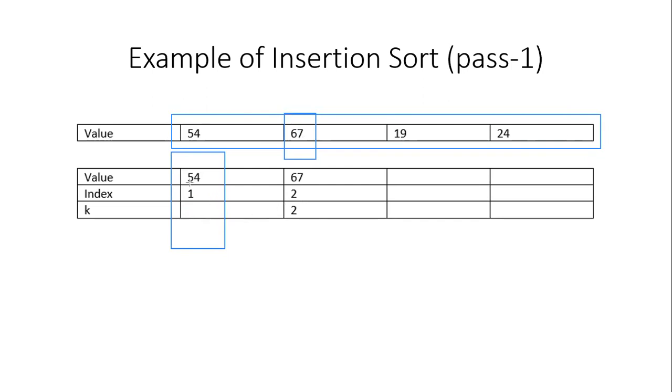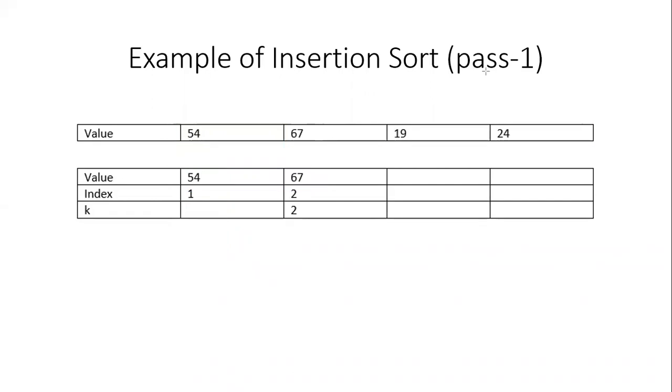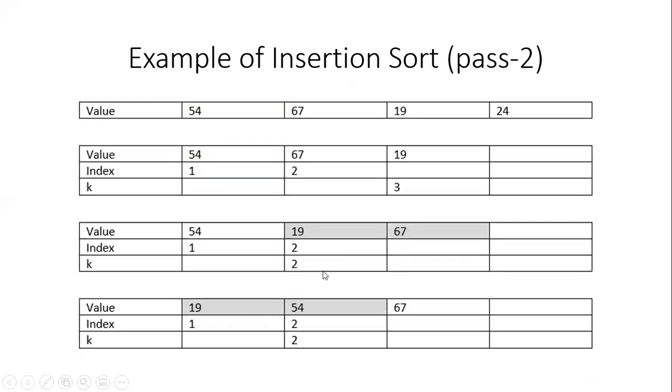What is the current sorted list? The current sorted list is only of the single element, which is 54. Now check the value of 67 and compare it with 54. Now 67 is greater than 54, and hence it will be directly placed at position number 2 in the list. So now we get a sorted list of two elements, 54 and 67. So let's see what happens next in step number 2.